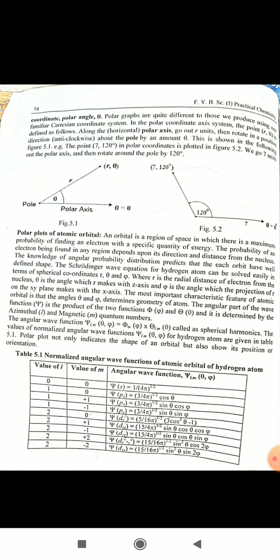Next, polar graphs are quite different from those we produce using our familiar Cartesian coordinate system. In the polar coordinate axis system, the point r and theta is defined as follows. Along the horizontal polar axis go out r units, then rotate in a positive direction, that is anticlockwise, around the pole by theta, as shown in the following figure. Figure one: the point 7 at a 120 degree angle in polar coordinates is plotted in figure two. We go 7 units out on the polar axis, then rotate around the pole by 120 degrees.